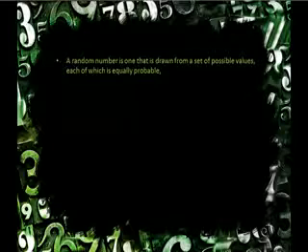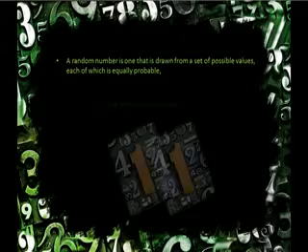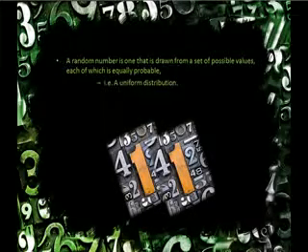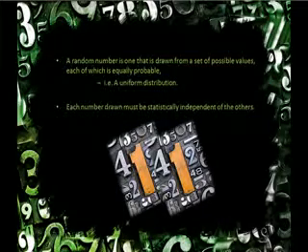When discussing single numbers, a random number is one that is drawn from a set of possible values, each of which is equally probable, for example, a uniform distribution. When discussing a sequence of random numbers, each number drawn must be statistically independent of the others.